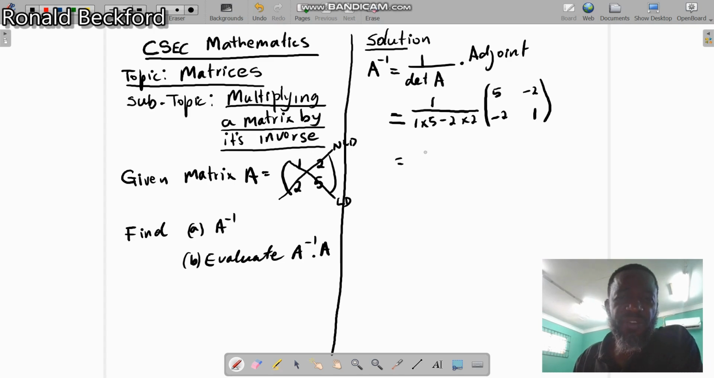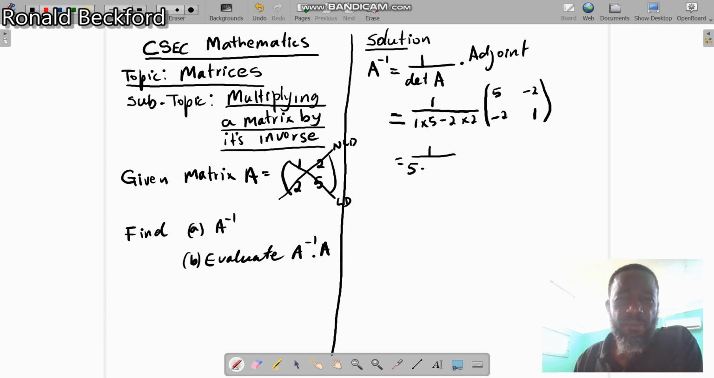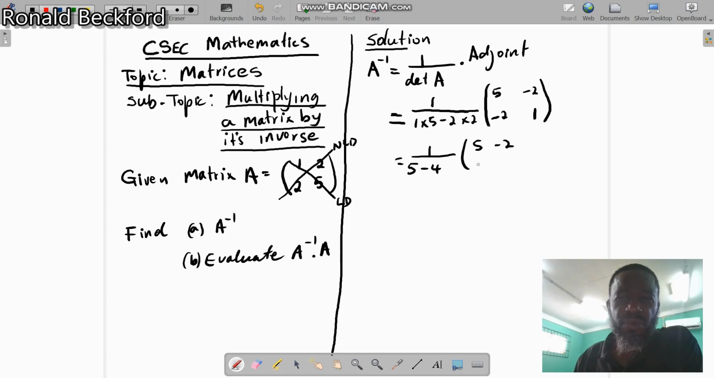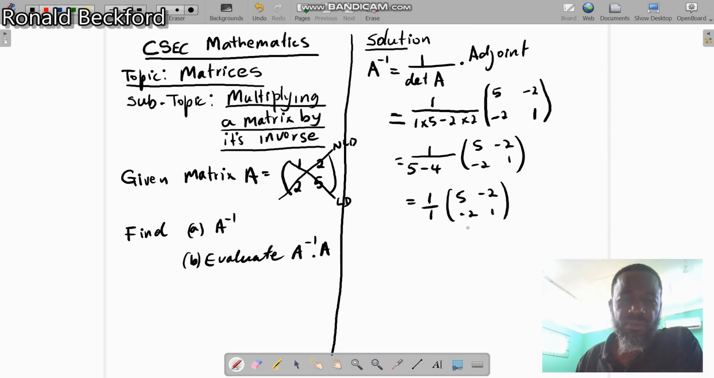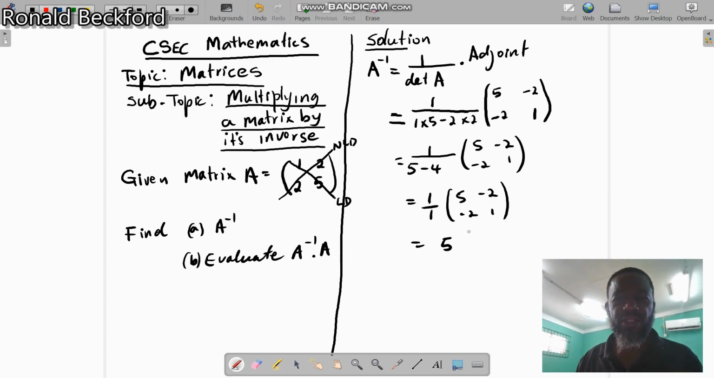So for further simplification, it's going to be 1 over 5 minus 4 times 5, negative 2, negative 2, 1. So 5 minus 4 is equal to 1. So this is 1 over 1 times 5, negative 2, negative 2 and 1. So further simplification again is going to be 5, negative 2, negative 2 and 1. So this is what A inverse is going to be equal to.